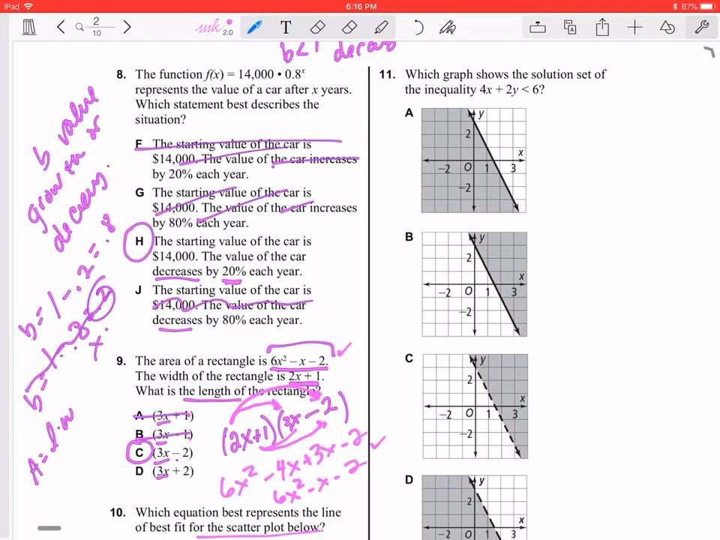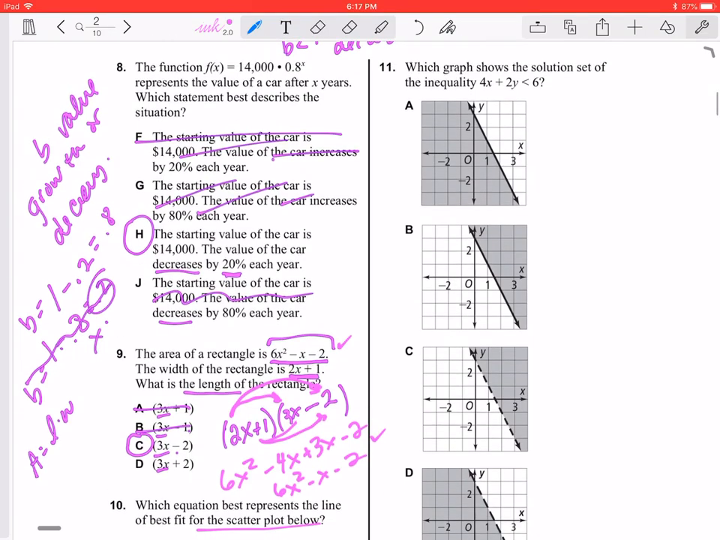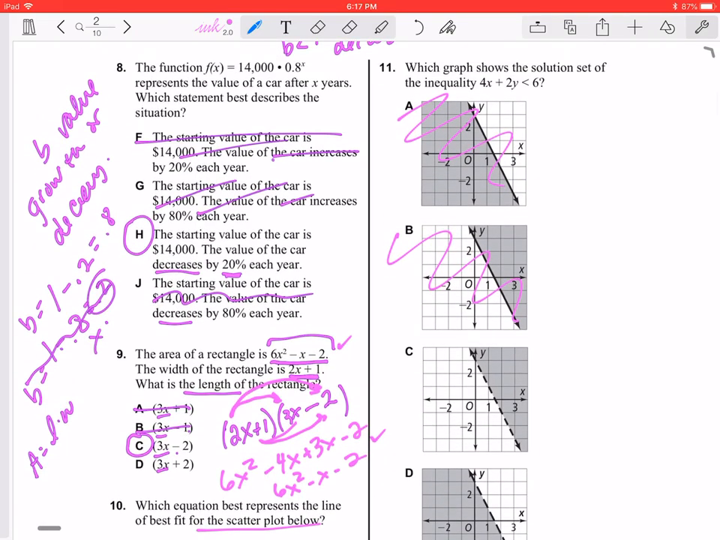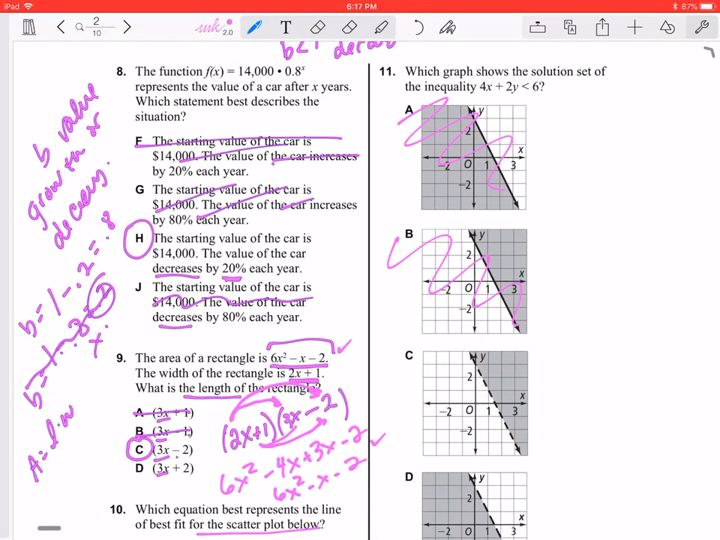All right. Which graph below shows the solution set of 4x plus 2y less than 6? Well, look, our inequality sign is not equal to, so I can count out A and B, because both of those have a solid line. And in order for us to have a solid line, we need to have a little line right underneath the inequality sign.